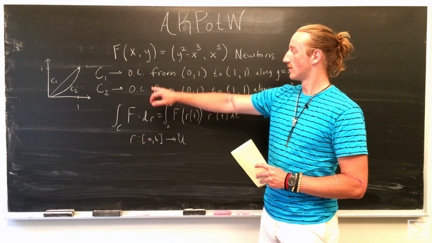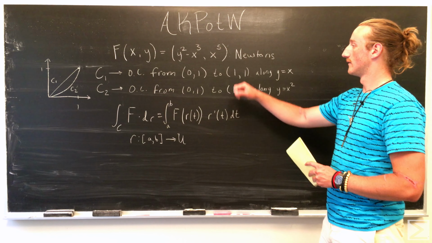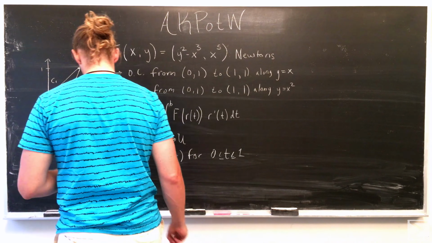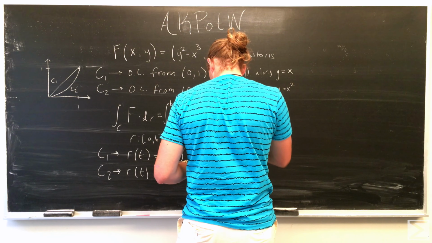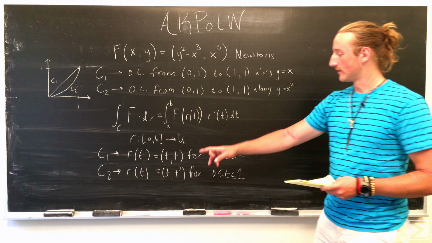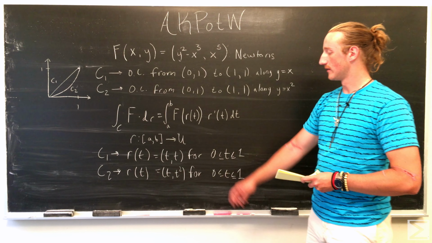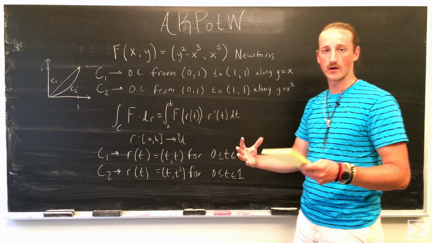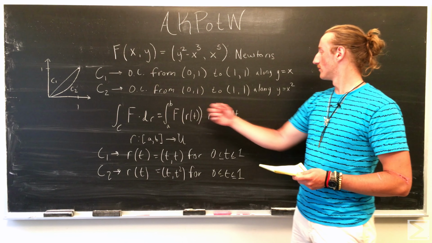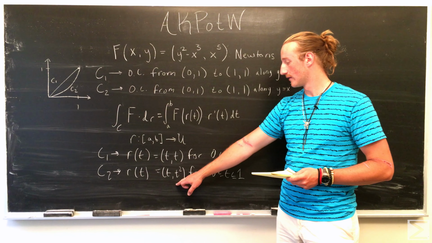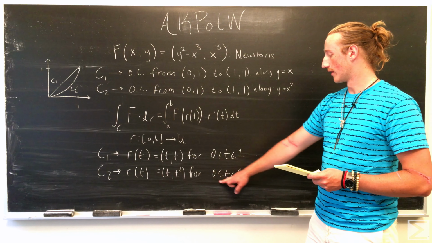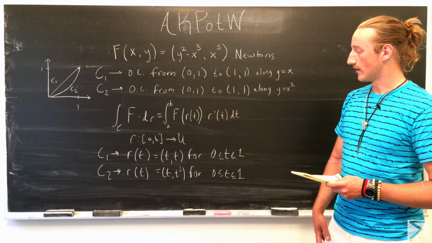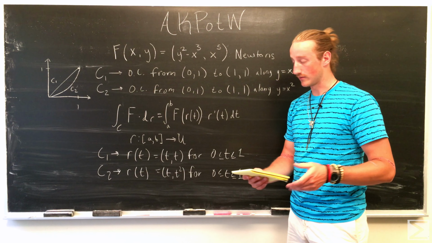First we can parameterize C1 and C2. For C1, the parameterization is just t and t as it goes from (0, 0) to (1, 1) along y equals x, so y and x will always be the same. For C2, since we have y equals x squared, we use t and t squared. Now that we have the parameterization, we can go ahead and calculate the integral.